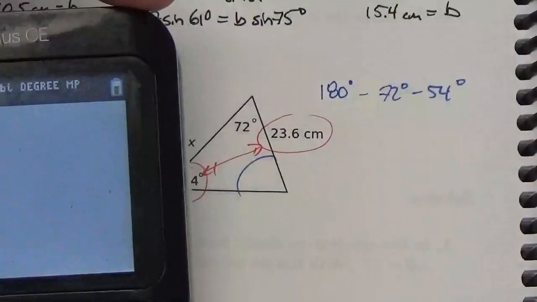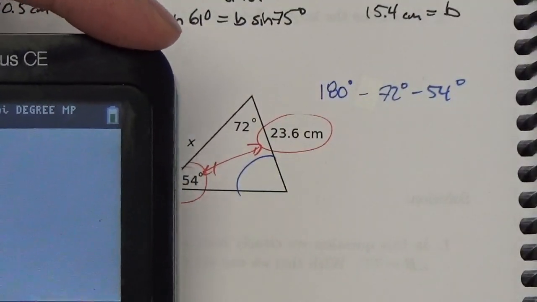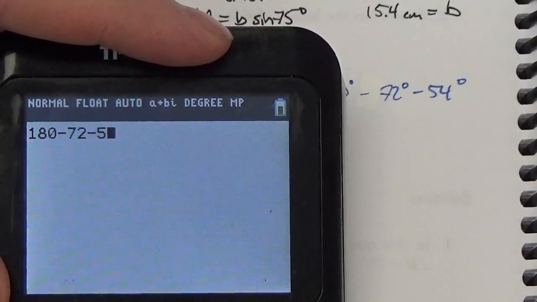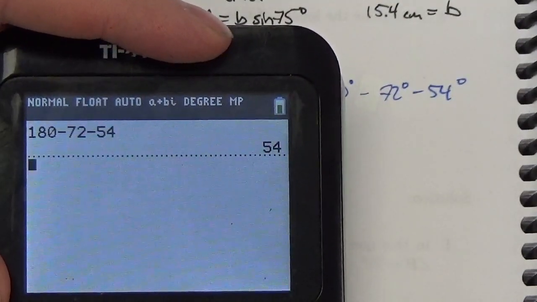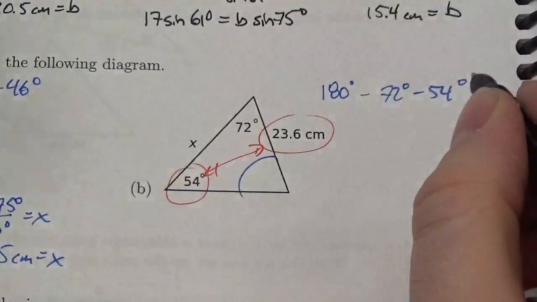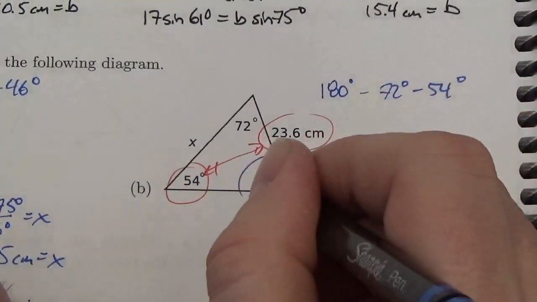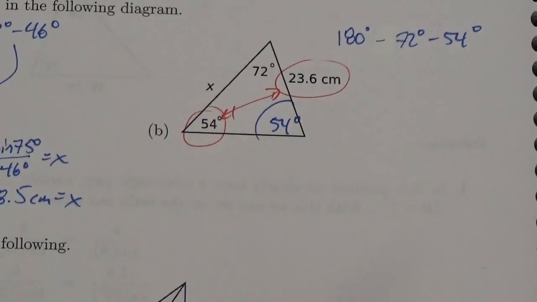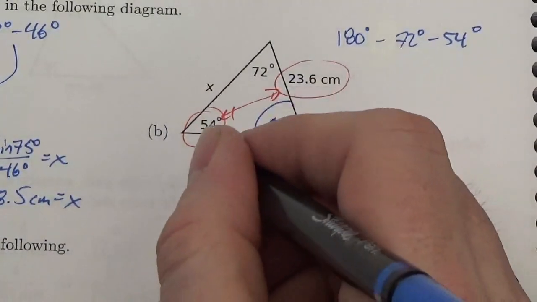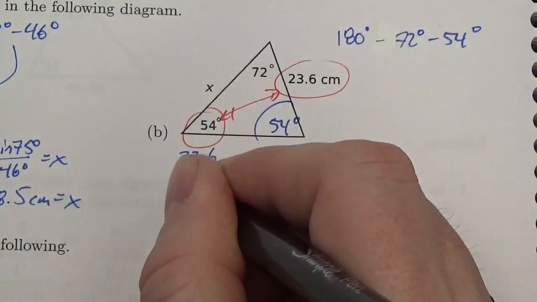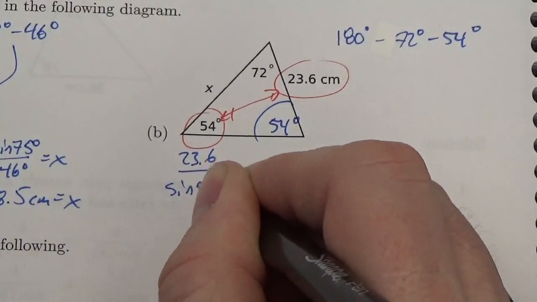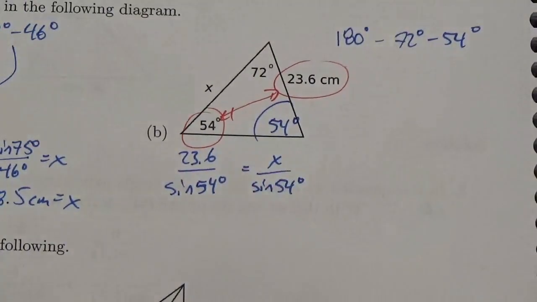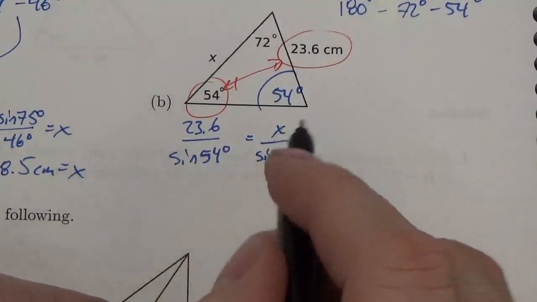Okay, so 180. Whoa, you can't see that. Minus 72, minus 54. Oh, well, that works out kind of nicely. This is going to be 54. So this is 54 degrees here. Okay, now we're going to use the sine law. So it's going to be 23.6 over the sine of 54 is going to equal x over the sine of 54 degrees. Okay? So now we're going to cross multiply and divide.